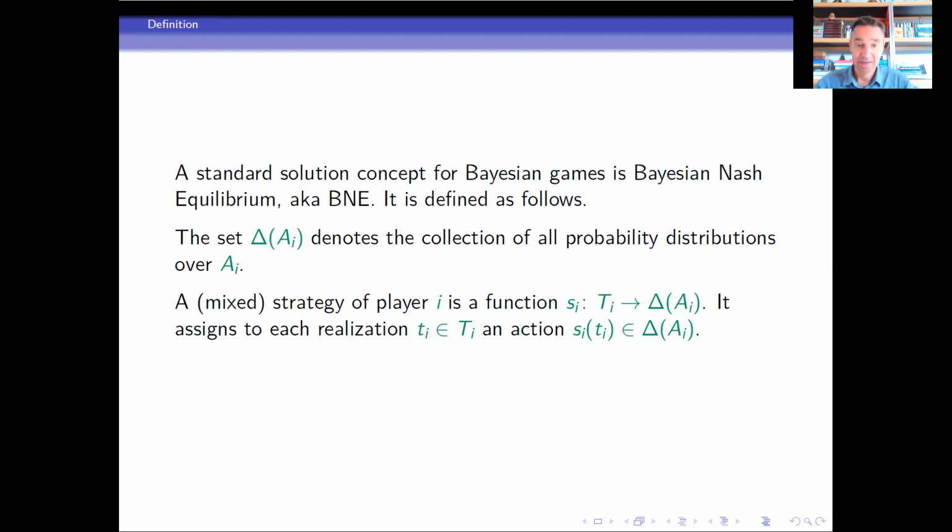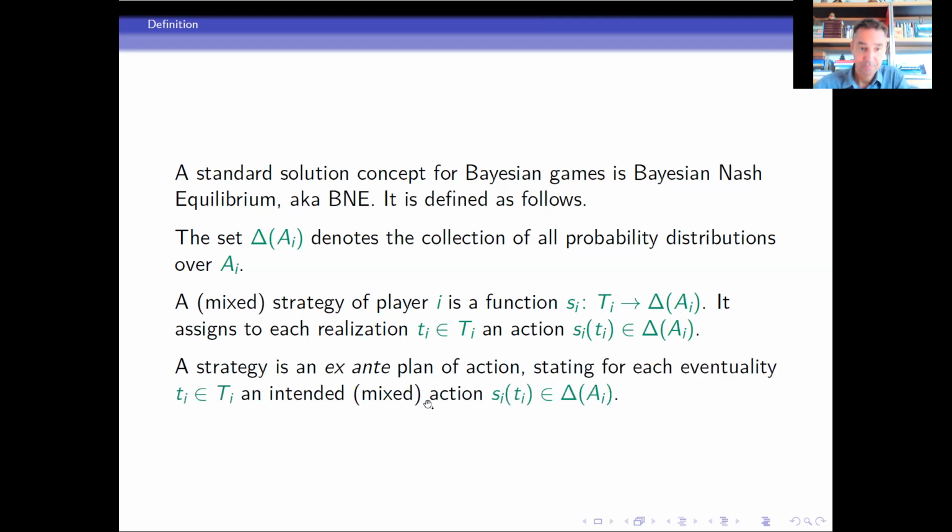So for each realization t_i, it selects an action s_i(t_i), and that is then a probability distribution over all actions. Like I said, it's an ex ante plan of action. So before you even know your type, you have to say, if this would be my type, then I will play such and such strategy or action. That's what it says here. For each eventuality, for each possible type that might be realized for you, you have to select the corresponding mixed action that you will then play if the type is realized.